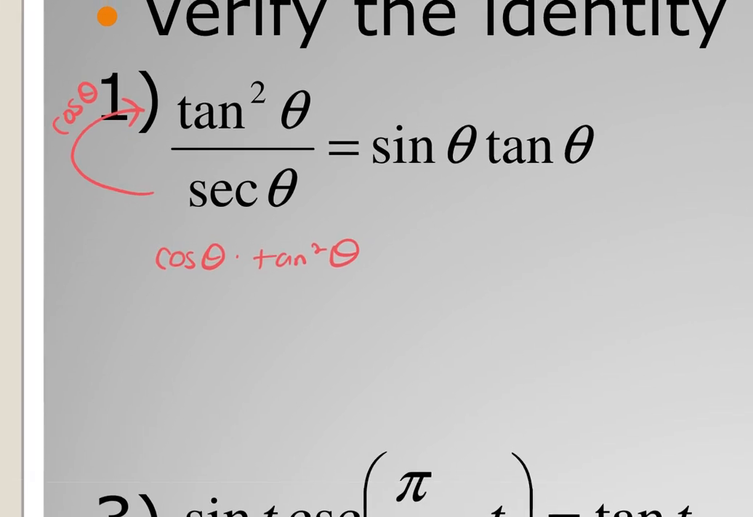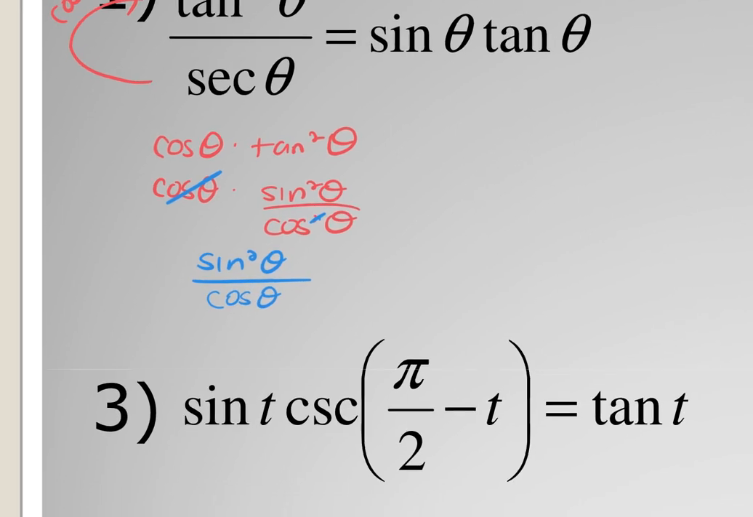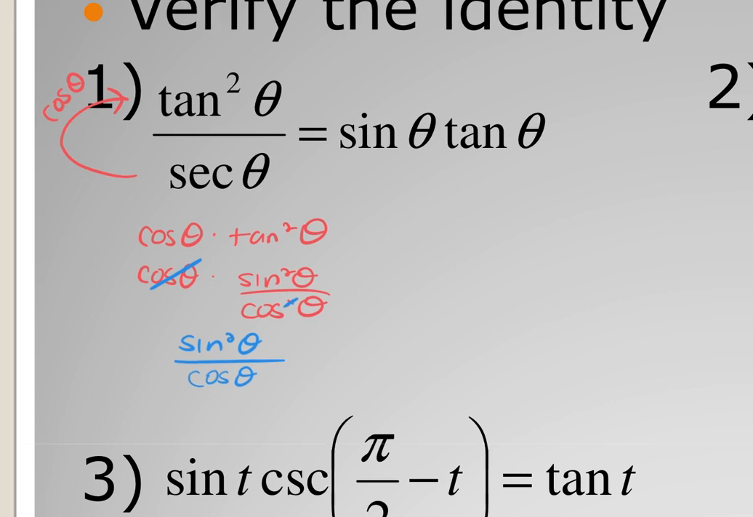After that, you can put the tan into sine over cosine. So sine squared over cosine squared. And then you can take off the squared of the bottom cosine and take out the cosine. So then I'm left with sine squared over cosine. And then you can work on the other side and split the tangent into sine over cosine and turn it into sine squared over cosine.